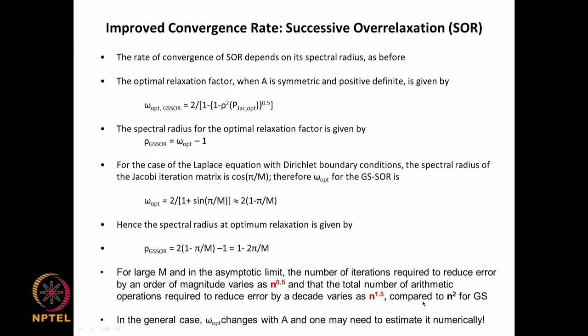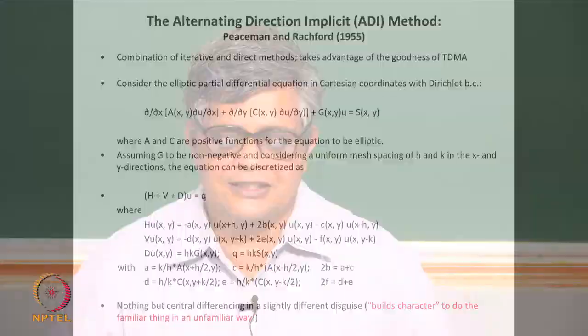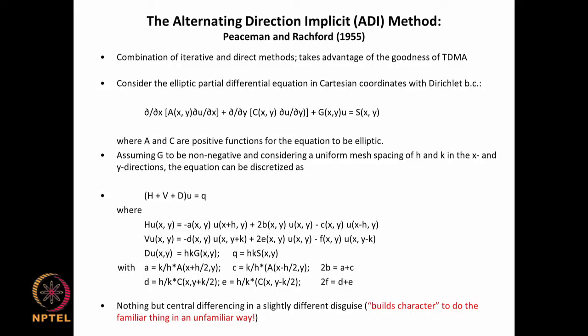There is a different approach for acceleration of the solution of Ax equal to b, and one such method, known as the alternating direction implicit method, is what we will examine in this lecture. The original form was proposed by Peaceman and Rachford in 1955. It is a combination of the iterative method and the direct method.